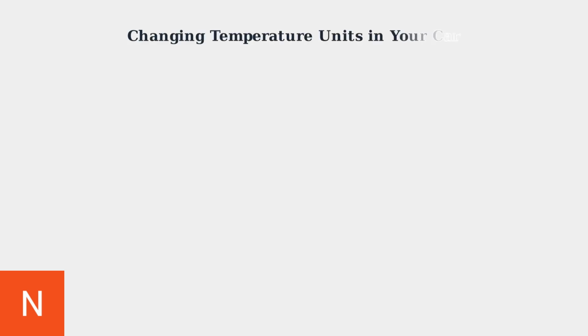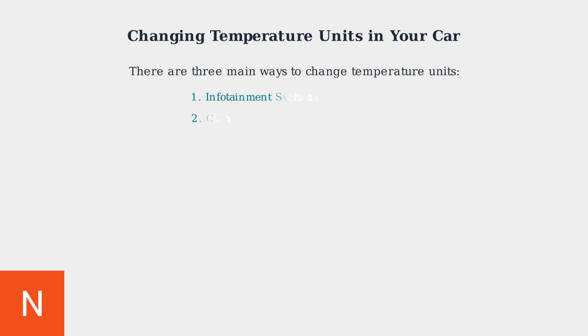Most modern cars from 2020 onwards feature digital climate control systems that allow you to easily switch between Fahrenheit and Celsius temperature displays. There are three main methods you can use to change these settings. Let's explore each one in detail.